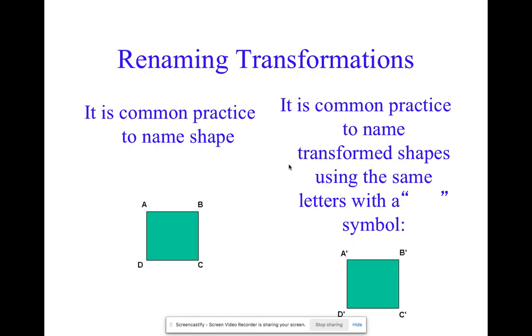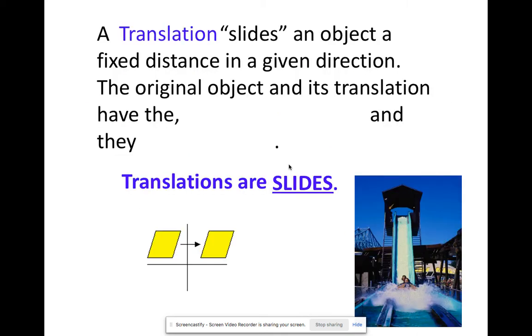When naming transformations, it is common practice to name transformed shapes using the same letter with a little quotation symbol. We actually call these prime, and we use prime to describe a moved figure. So if we move, rotate, reflect, or dilate it, we are going to call it A prime, B prime, C prime, and D prime. So we have figure A, B, C, D, but we also have figure A prime, B prime, C prime, and D prime. A translation slides an object a fixed distance in a given direction.